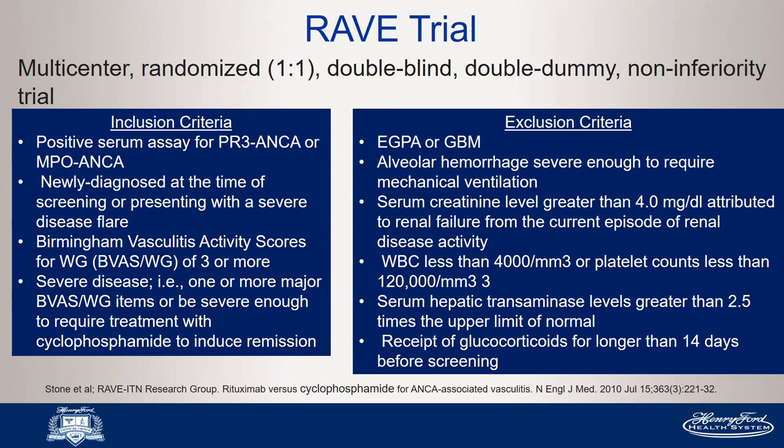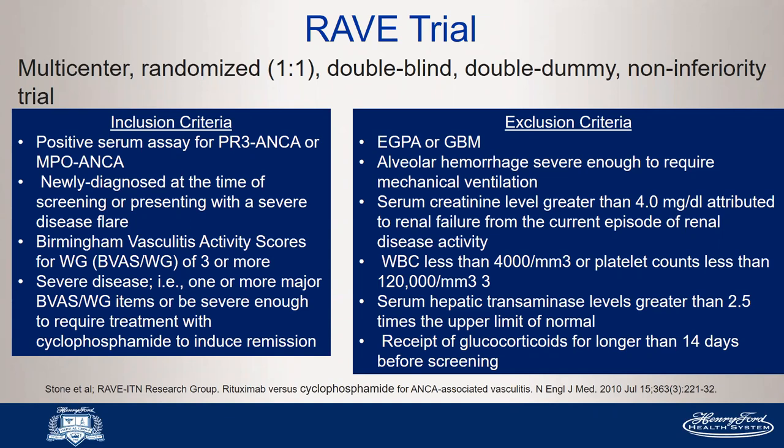There's a lot of information here, but things to remember: in the inclusion criteria, they had to have ANCA-positive vasculitis. So sometimes we see patients who we say have GPA, but they're seronegative, they are ANCA-negative vasculitis. Those patients were not included in the study. Some of the exclusion criteria: patients that had EGPA or anti-GBM were excluded from the study.